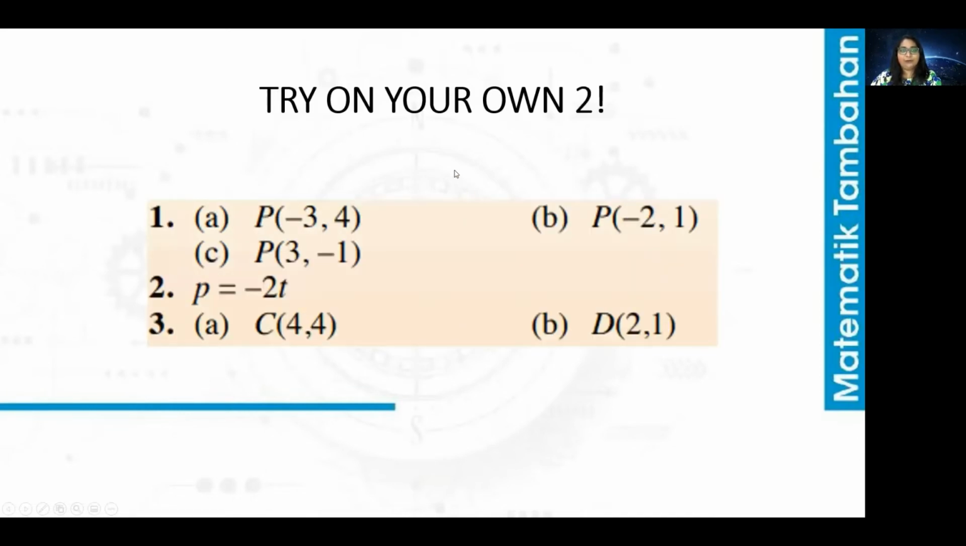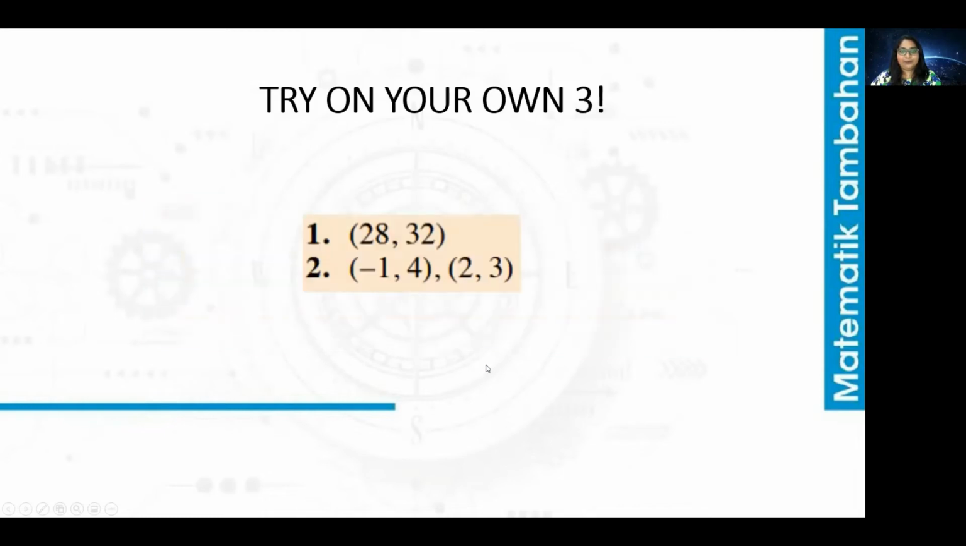For Try On Your Own 2, there were 3 questions. So question 1, A, P is (-3, 4). B, P is (-2, 1). And C, P is (3, -1). Question number 2, P in terms of t, so you get P equals -2t. And finally, question 3, A, C is (4, 4), and the coordinates of point D are (2, 1).